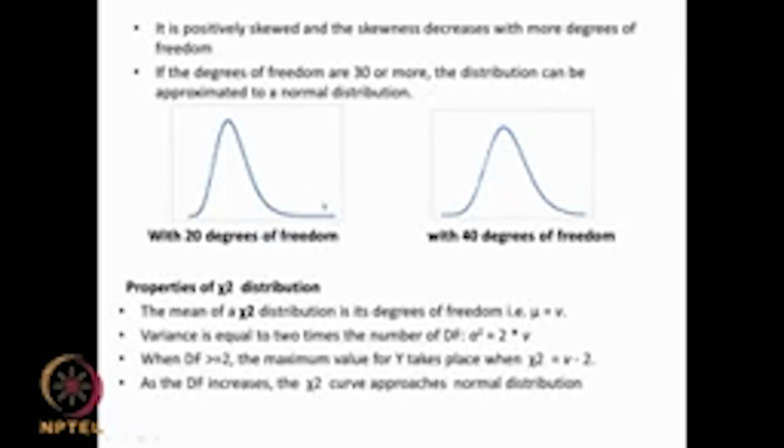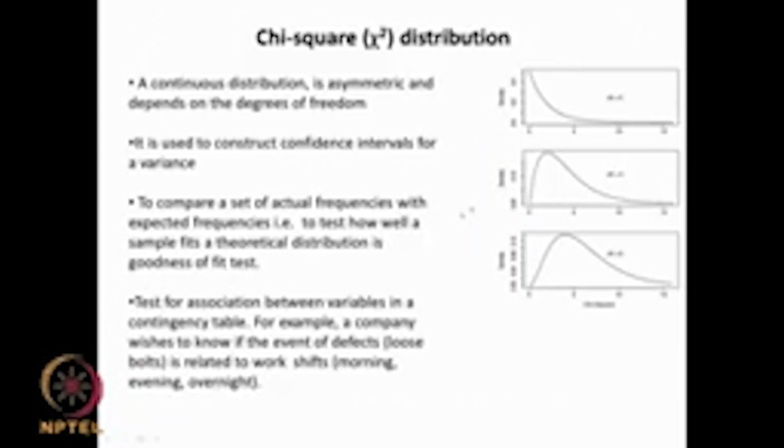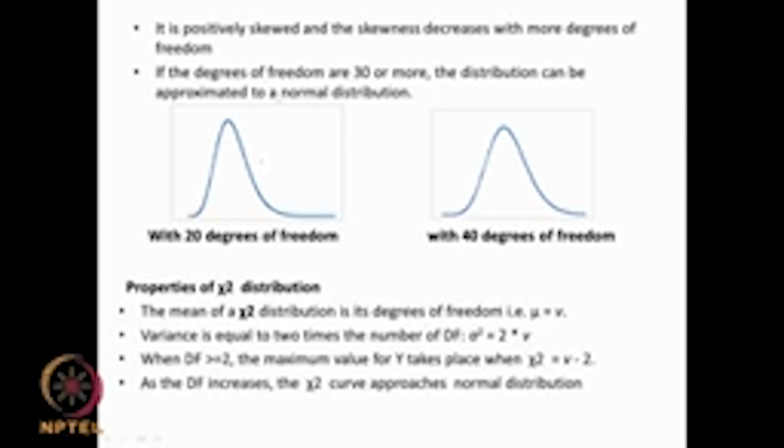It is generally positively skewed, like I showed you, but as the degrees of freedom keep increasing the distribution can be approximated to normal. Look at this, this is 40 degrees of freedom, it looks almost like a normal distribution. With 20 degrees, you can still see the skewness here. That is why it is generally believed that if you have 30 or more degrees of freedom it will approximate to a normal distribution.